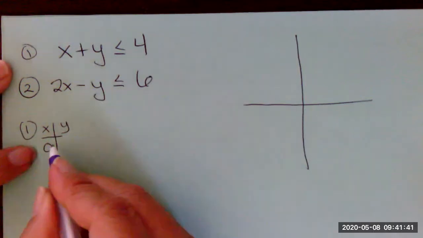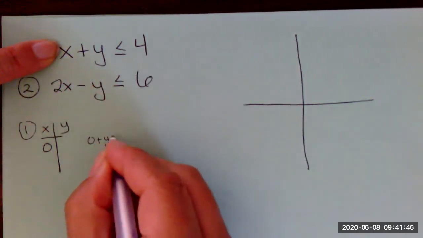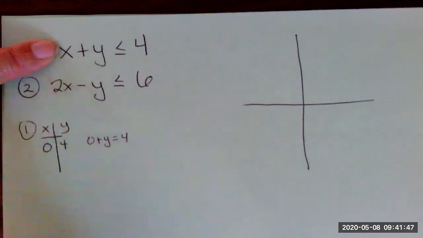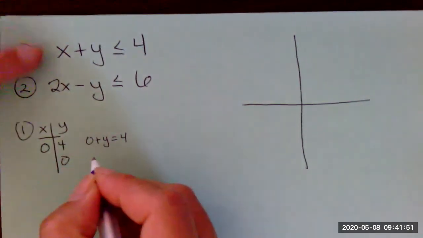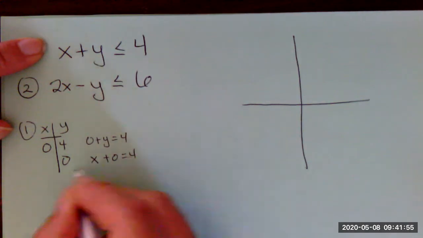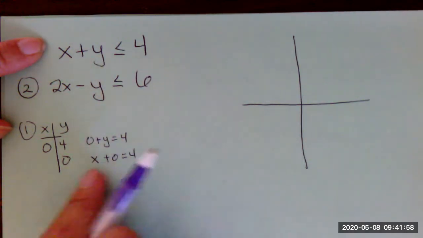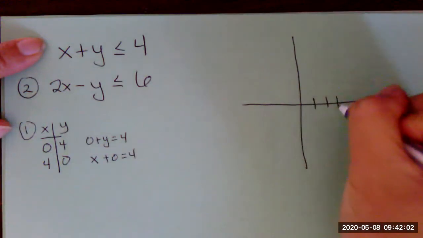So I'm going to plug in 0 for x. If I plug 0 in for x, y is equal to 4, right? Because the 0 goes away. Okay, I'm also going to use y equals 0, so I'm going to just plug in 0 for y and solve. You can just see it, x is 4. So I'm going to go ahead and plot those points.